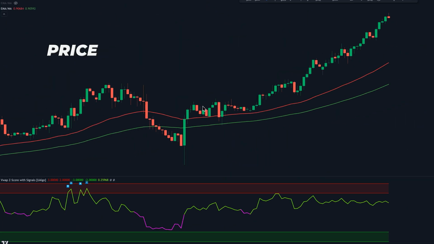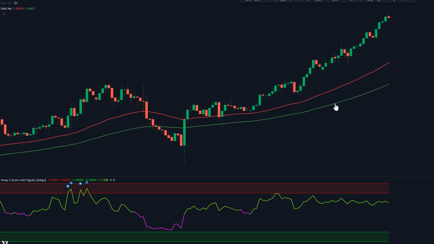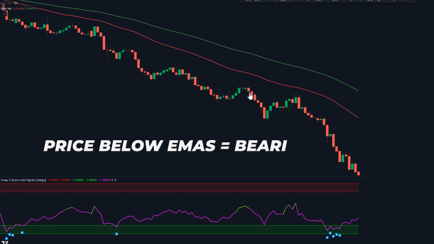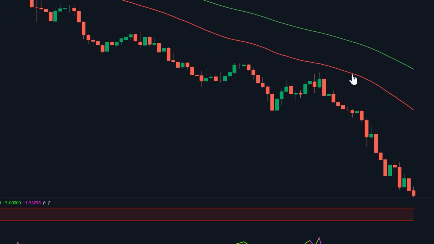If the price is consistently trading above both EMAs, it indicates a bullish market, and we will only be looking to take long positions. Conversely, if the price is trading below the two EMAs, it signals a bearish market, and we will focus on taking only short positions. Let me show you an example.